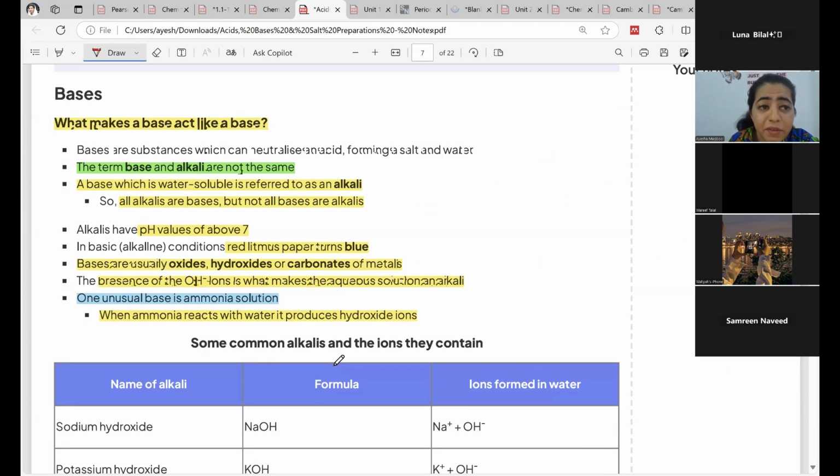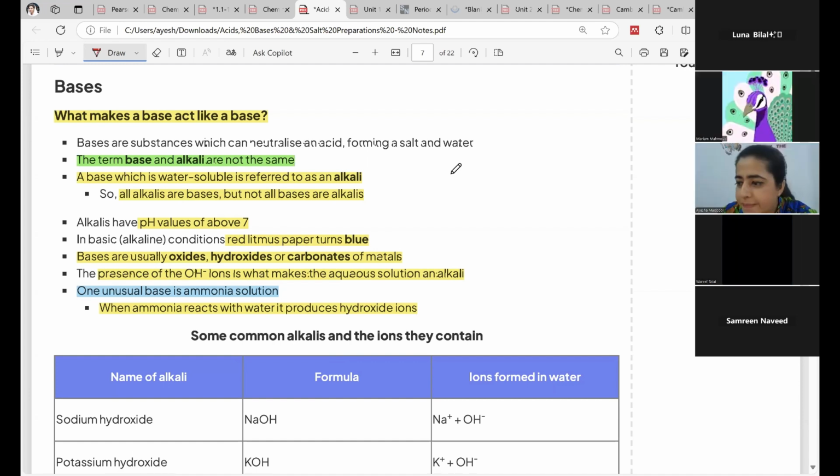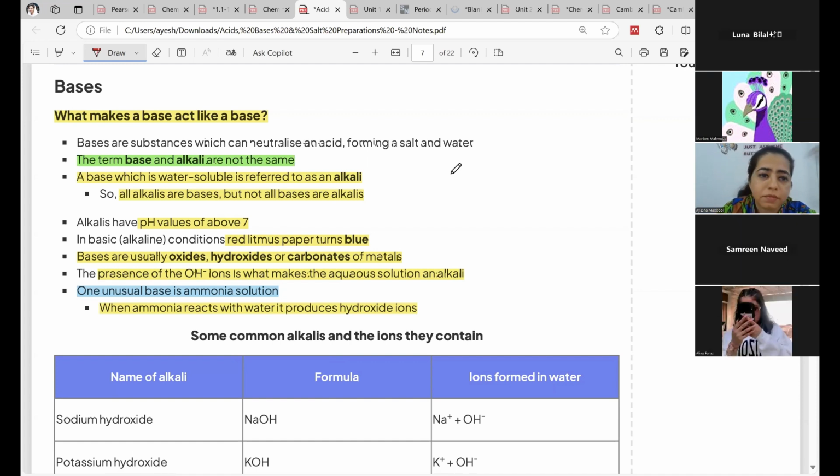Let's talk about some bases. Why does a base act like a base? Basically, the terms base and alkali are not the same, they are different terms. Who can tell me if you already know the difference between base and alkali? Bases are metal oxides or metal hydroxides, but alkalis are bases that are dissolved in water. That's the difference.